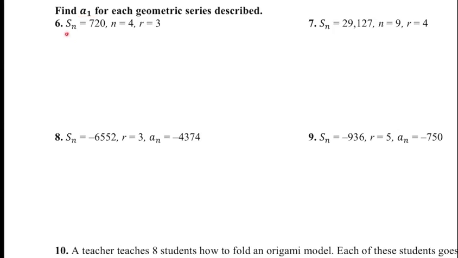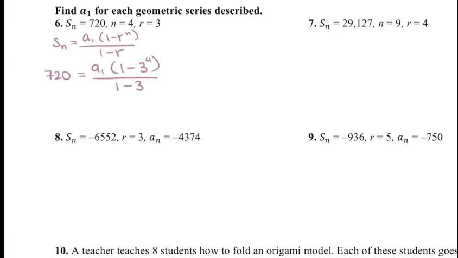Okay, so number 6, they give you the sum, they give you n, and they give you r. So we can actually use our first formula and just plug in everything to solve for a sub 1. Your sum is 720, you're looking for a sub 1, r is 3, n is 4, and then 1 minus 3 on the bottom. So you just plug it in and you solve.